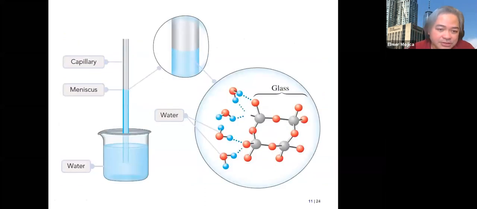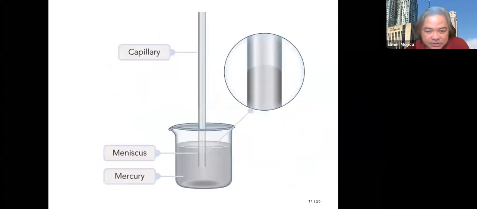Okay, so surface tension is also the reason why, if you use a capillary, that's a glass tube which has one end open and the other end closed, and you put water on it, most likely the water will rise. But if you're going to put mercury, like in this case, what will happen? It will not rise. It will go down here. So it has something to do with the interactions that they have there. And again, surface tension is the one that dictates this property.